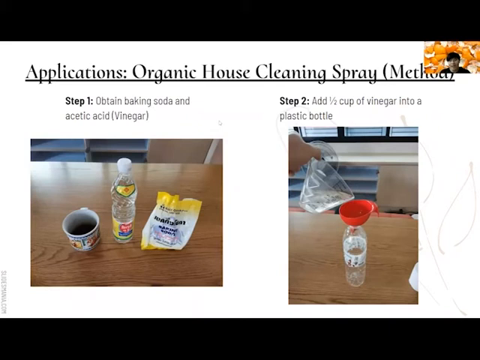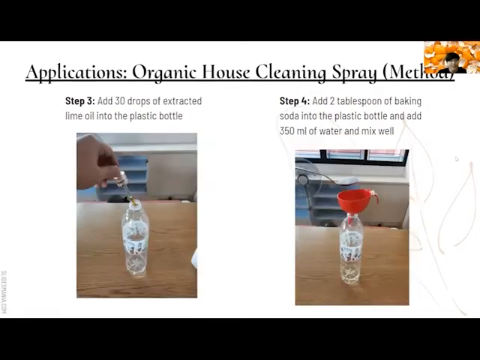And this is the second application of our product. It's organic house cleaning spray, and I'm going to be talking about the methods the same way. In step 1, we obtain baking soda and acetic acid or vinegar. In step 2, we add half a cup of vinegar into a plastic bottle. In step 3, we add 30 drops of extracted lime oil into the plastic bottle. And then step 4, we add 2 tablespoons of baking soda into the plastic bottle, and we end everything with 350 ml of water. After we add that, mix everything well.